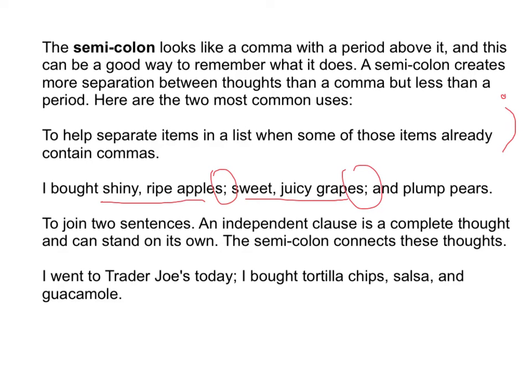Second, to join two sentences, an independent clause can stand on its own, but the semicolon connects thoughts. So we have, "I went to Trader Joe's today. I bought tortilla chips, salsa, and guacamole." Like in our previous examples, these could be separate sentences, but if we're going to join them because they're related, we include a semicolon.